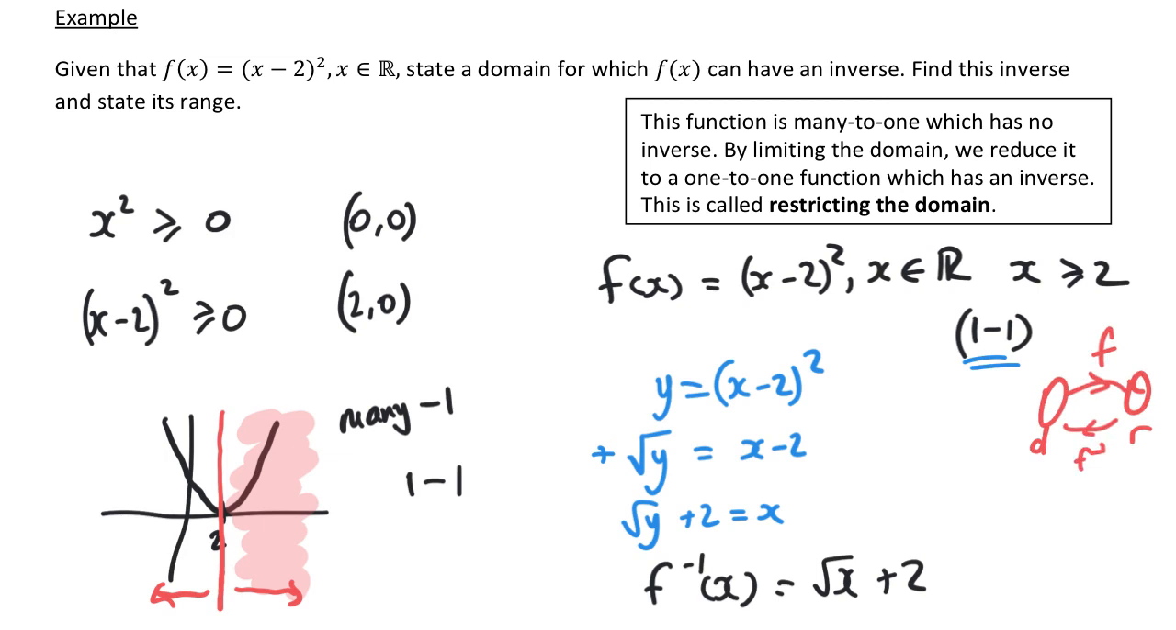So the domain of the inverse function is where we start, and that was the range, and the range of the inverse function will be the domain of f. So if we're asked for the range here, it's going to be this condition here, where f to the minus 1 belongs to the real numbers, and f to the minus 1 is bigger than or equal to 2.